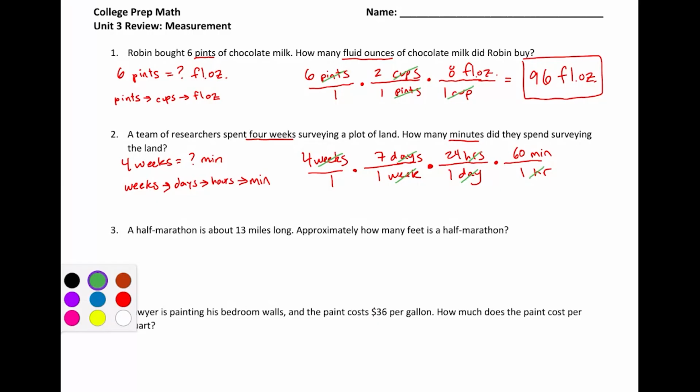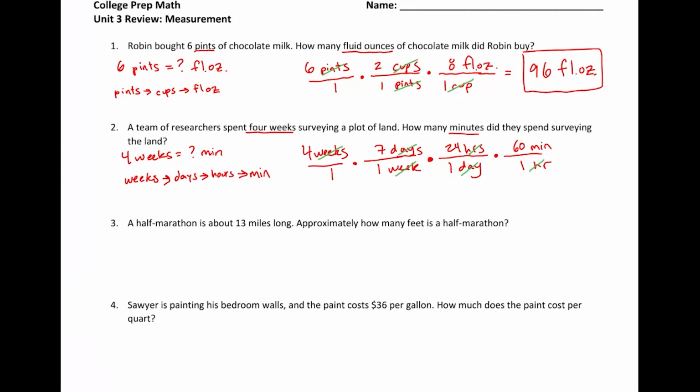We have 4 times 7 times 24 times 60. All of those are over 1. So we really don't need the fractions, but it couldn't hurt. And this will equal, it should be a pretty big number, I guess. 4 weeks, how many minutes? That's a lot of minutes, 40,320 minutes.